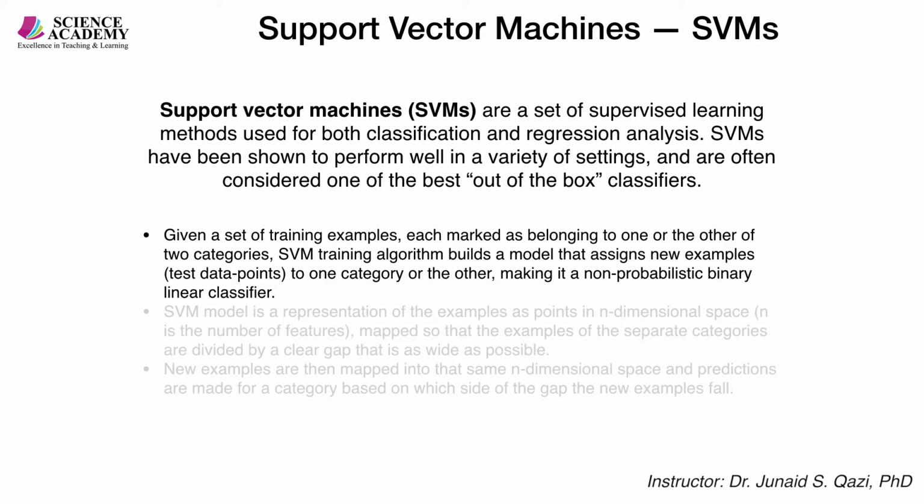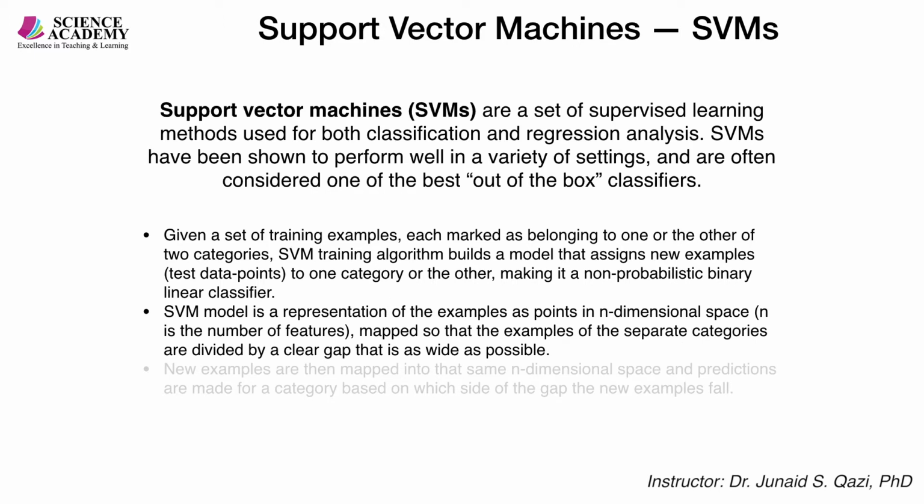Consider we are given a set of training samples, each marked as belonging to one of two categories or classes. SVM training algorithms build a model that assigns new examples, which are our test data points, to one class or category or the other, making it a non-probabilistic binary linear classifier.